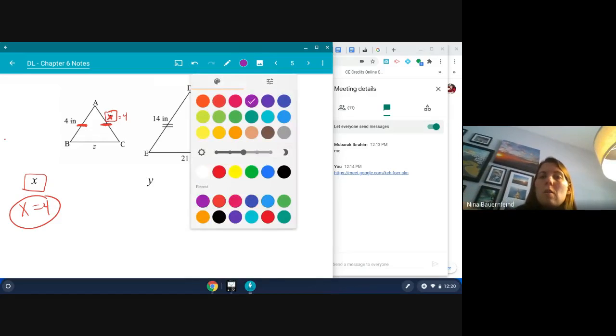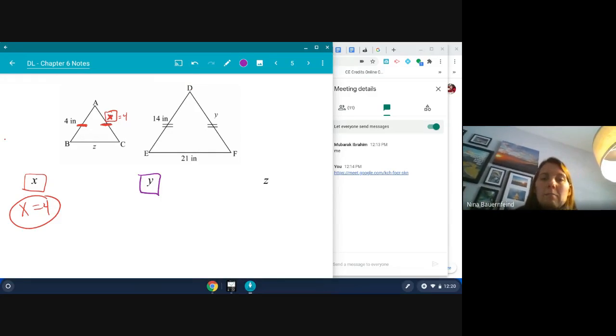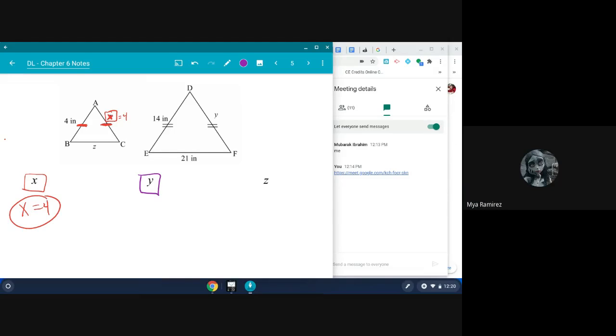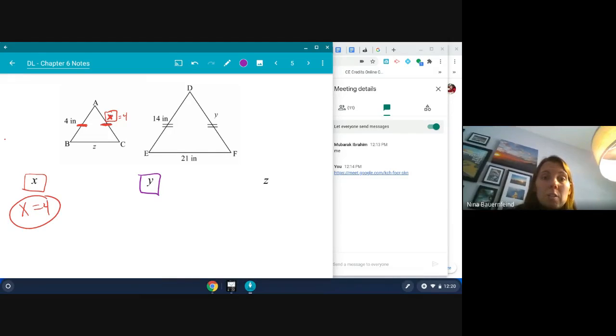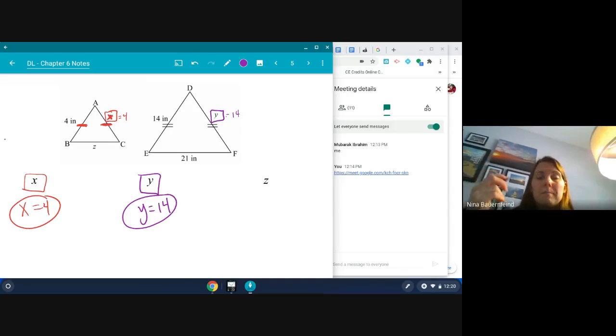How about Y? Paired up with the 14. Yeah, so this one's got 2 and this one's got 2. That was really messy, but it's 2 and 2 up here. So that means that Y must also be 14 because these match. So here Y is 14. All right, cool. We're 2/3 done.